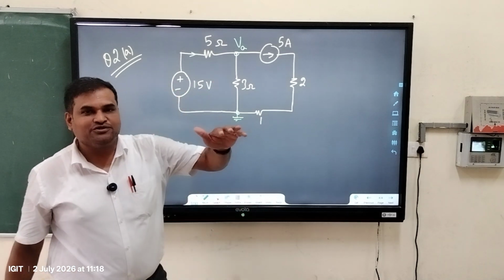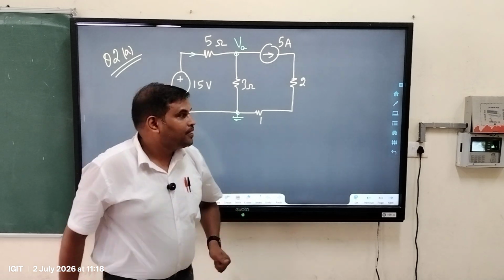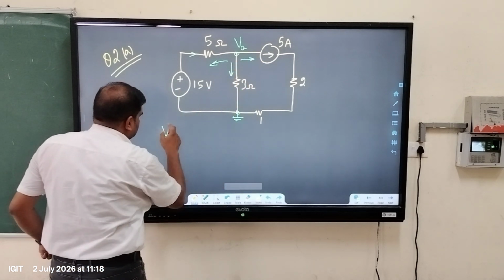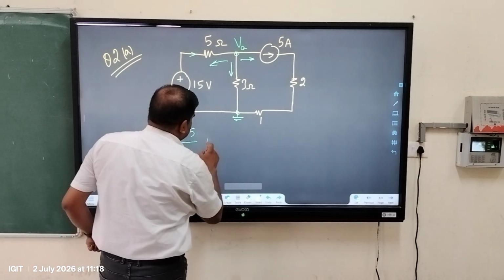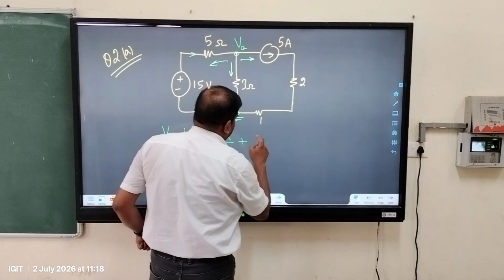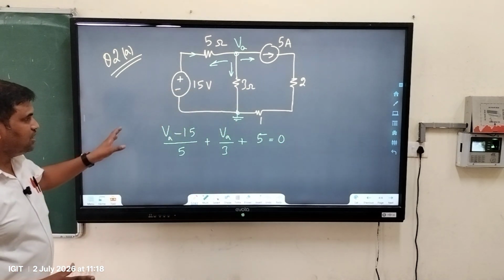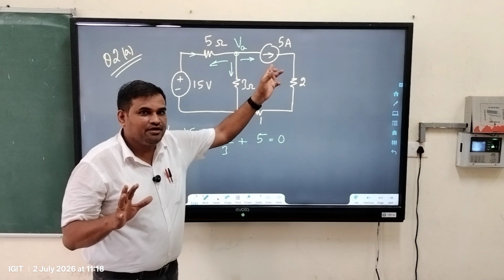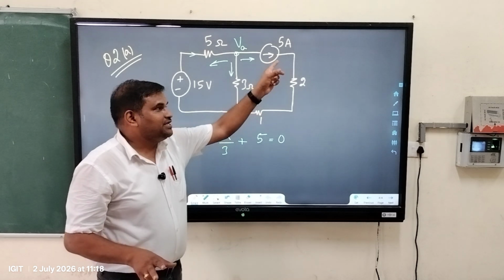If you apply KCL, you can assume all the currents going out of the node are equal to 0, correct? So all the currents means the currents here, 1, 2 and 3. If you add, this is (VA minus 15) divided by 5 plus VA by 3 plus 5 equals 0. Because you have to add all the currents. Since there is a current source, no other current will flow there. Only the current flowing is the current in the current source, that is 5 ampere.